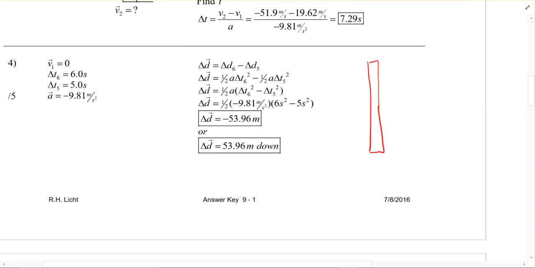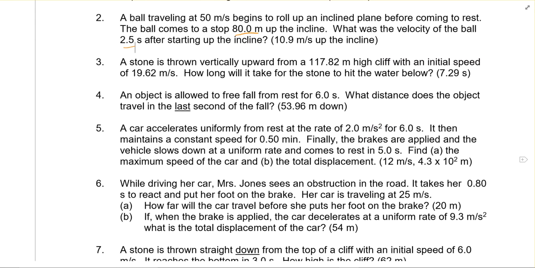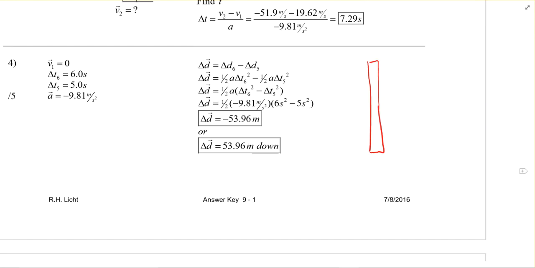Okay, number 4 you might have found a little bit tricky. So number 4 says an object is allowed to free fall from rest for 6 seconds. What distance does the object travel in the last second of the fall? So if this is like a meter stick or something, I've kind of drawn here, and let's say we drop an object. It's going to drop, but remember, since it's accelerating downward, it's not going to cover very much distance to begin with, but then it's going to cover more and more distance quicker and quicker as it goes down, right?